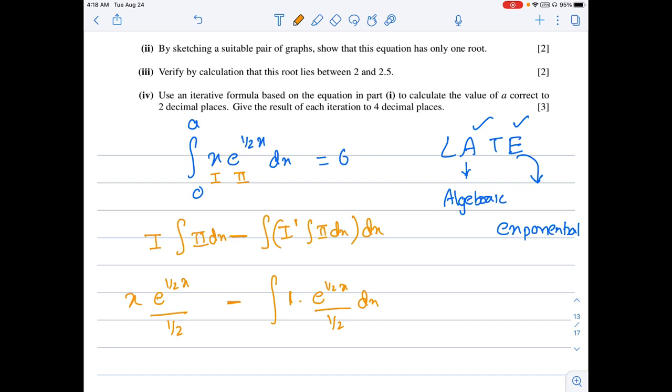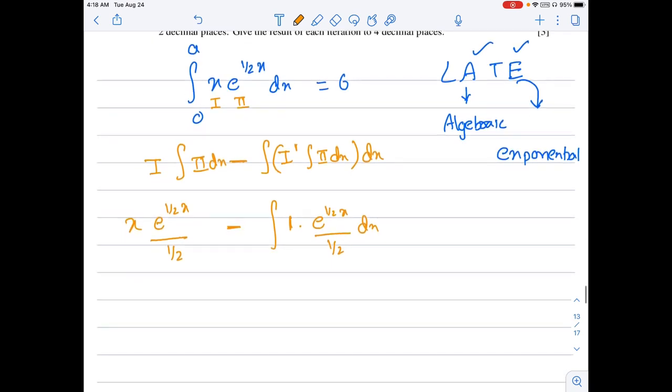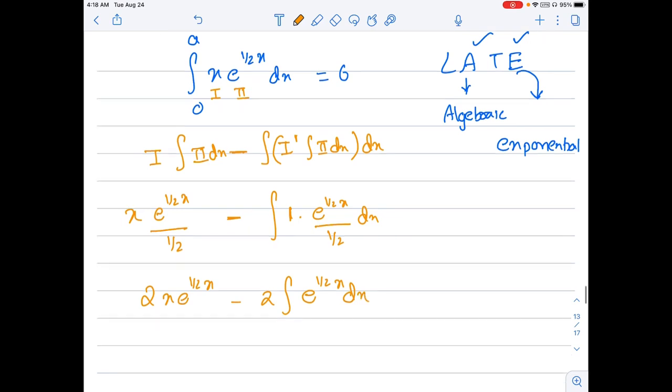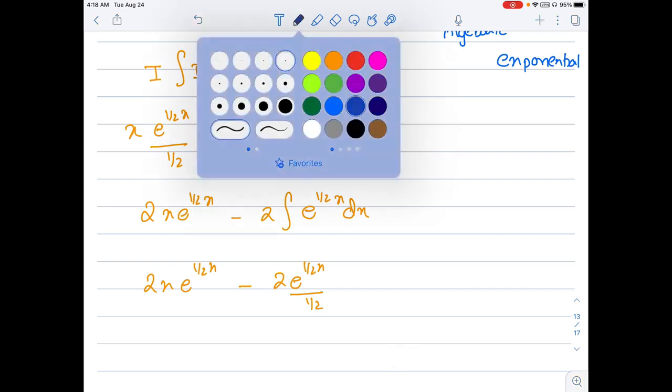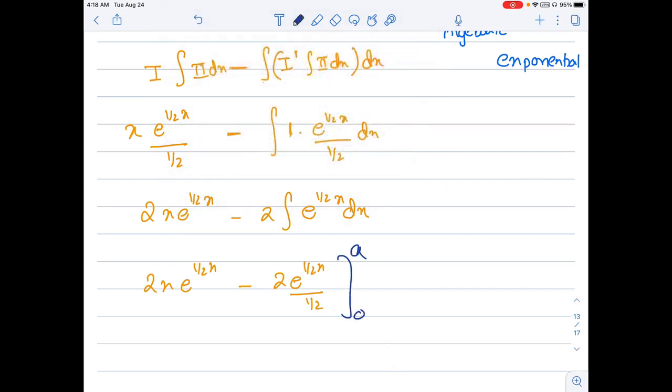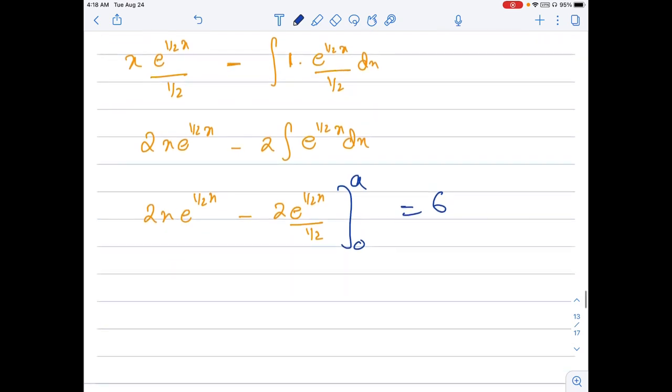Now the limits, entire limits is 0 to a. We will do the limits later. First we are doing without limits. So it becomes 2x e power 1 upon 2x minus 2 integral of e power 1 upon 2x dx. So further integrating, 2x e power 1 upon 2x minus 2 e power 1 upon 2x upon 1 upon 2. Now because it is having the limits, we do not write c. So it becomes 0 to a is equal to 6. Substitute the upper limit: 2a e to the power of 1 upon 2a minus 4 e to the power of 1 upon 2a, minus 0 minus 4 e to the power of 0 is equal to 6.